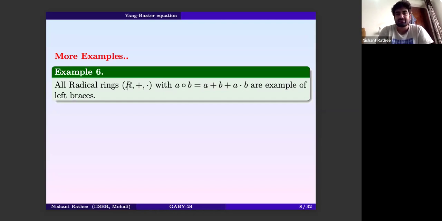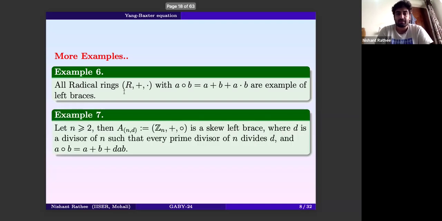If the additive group is abelian, then these structures are called braces. If this is non-abelian, then we call it skew braces. So radical rings are examples of skew left braces. If you have a cyclic group of order n, and suppose d is a divisor of n such that every prime divisor of n divides d, then a circle b is equal to a plus b plus d a b. This also forms a skew brace structure over Z_n.